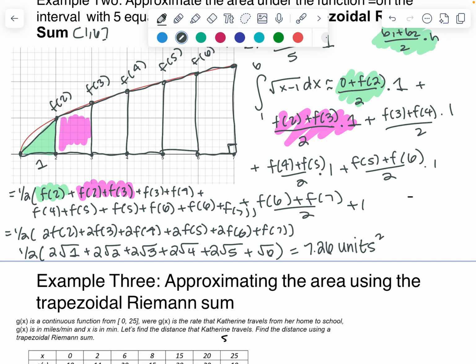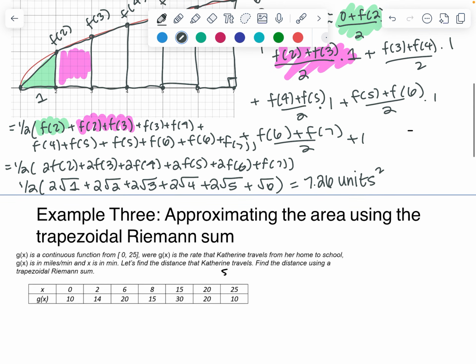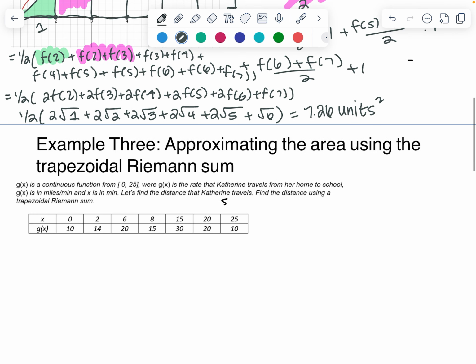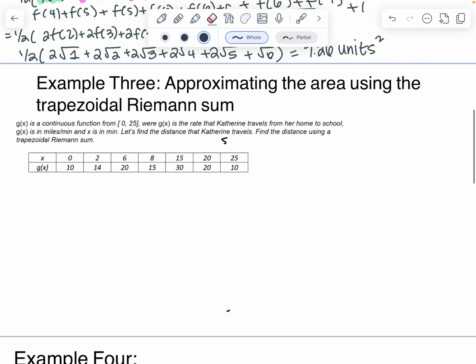Okay, we're going to do one more. Example 3 and 4 are the same question, just twice. So for this one, it says approximate the area under using the trapezoid Riemann sum. G of x is a continuous function from 0 to 25, where g of x is the rate that Catherine travels from home to school. G of x is in miles per minute and x is in minutes. Let's find the distance that Catherine travels. Find the distance using a trapezoidal Riemann sum.